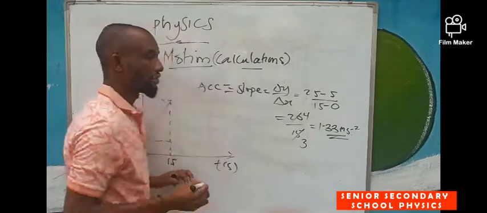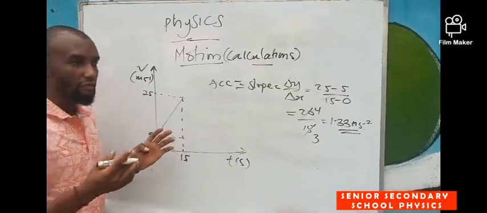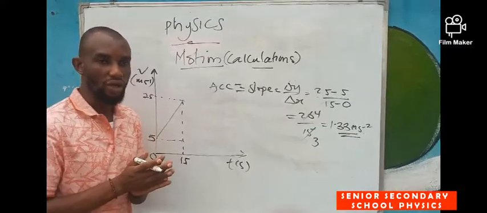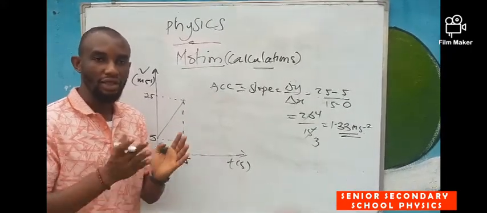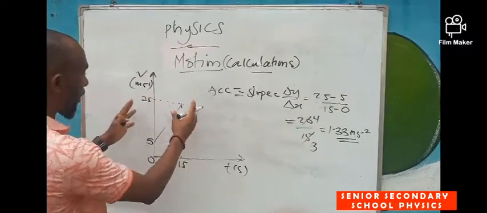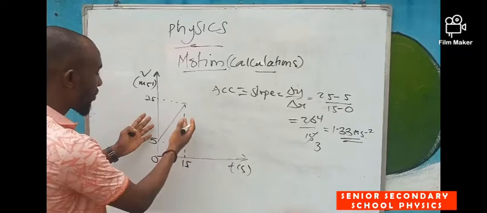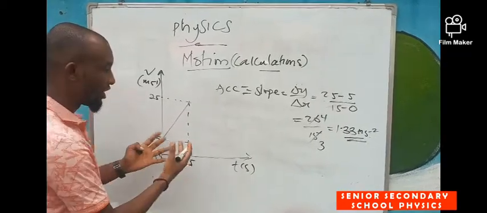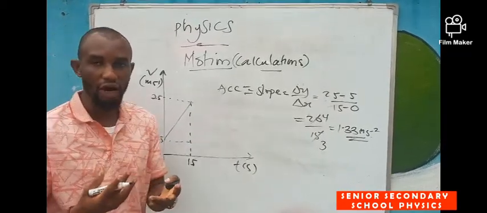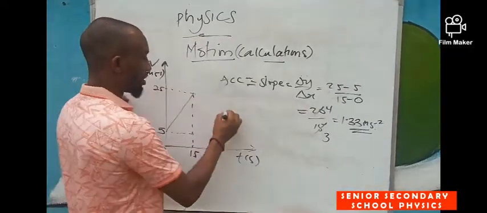This is the acceleration. Now, the distance from a velocity time graph is given as the area under the graph. So, from our graph, what do we have? We are having a trapezium. We are going to be solving for the area of the trapezium to determine the total distance.